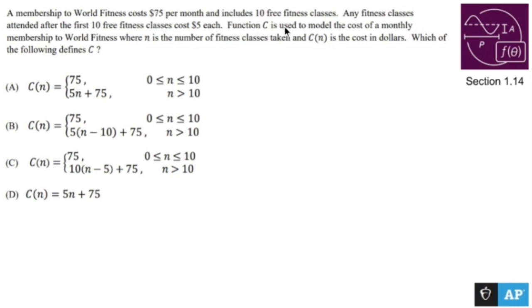Function C is used to model the cost of a monthly membership to World Fitness, where n is the number of fitness classes taken and C of n is the cost in dollars per month. Which of the following defines C?